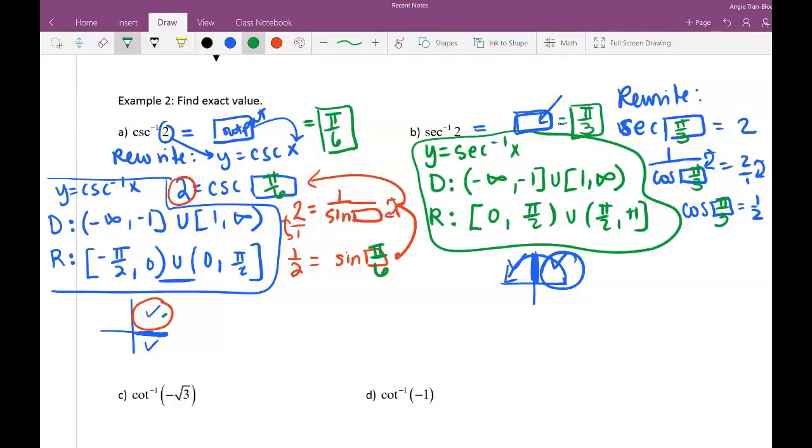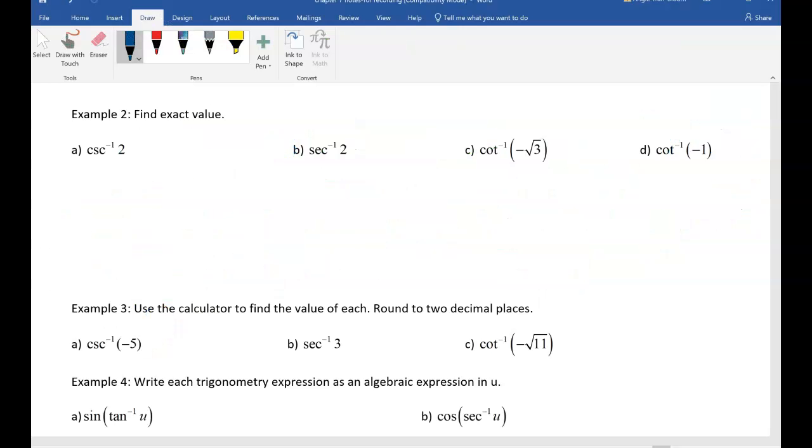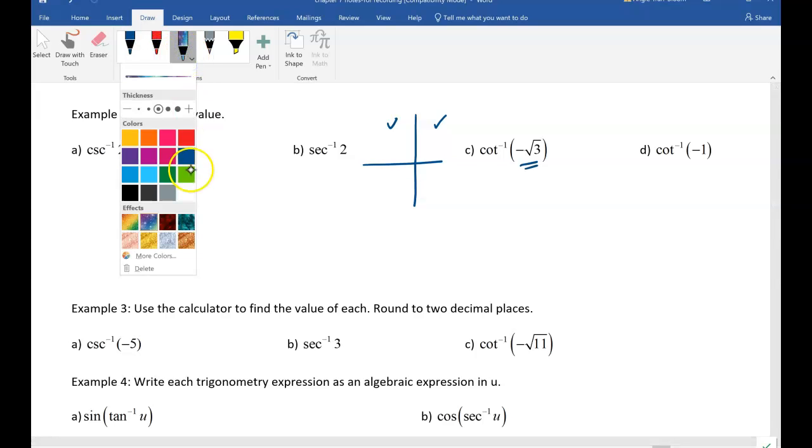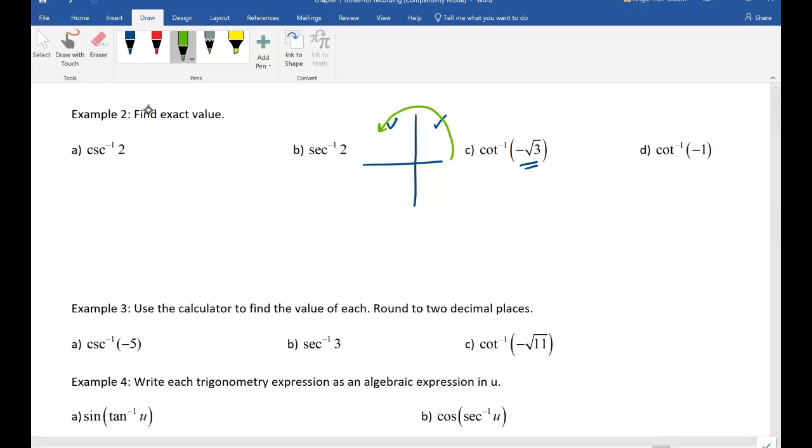Okay. And how do you know that? You need to know that from our unit circle, and that's why I told you early on it was so important to have. Example 2c, let's start with the restriction for cotangent inverse. Cotangent inverse, as we had mentioned before, is restricted in quads 1 and 2. Now, as you can see, this is a negative ratio, so I'm going to get a green pen and draw out that angle. So that means the restriction is going to be in quad 2 since it's negative.